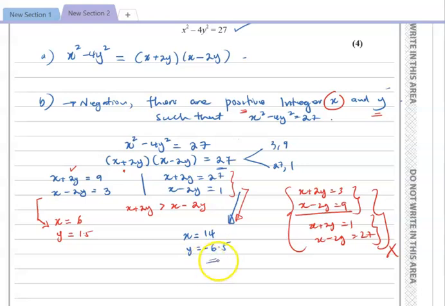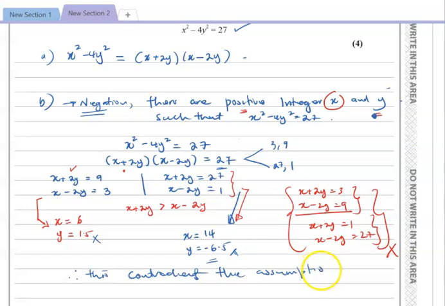6.5. You can see it already contradicts your negation, where you said that there are positive integers x and y. This is not an integer, and also this is not an integer, and moreover it is negative. Therefore, this contradicts the assumption.